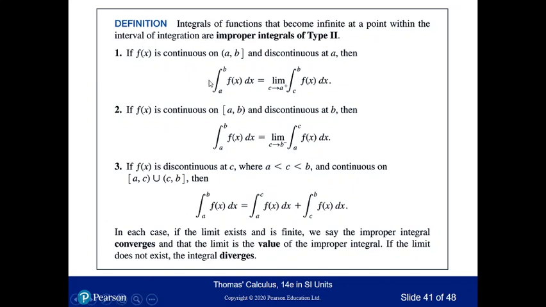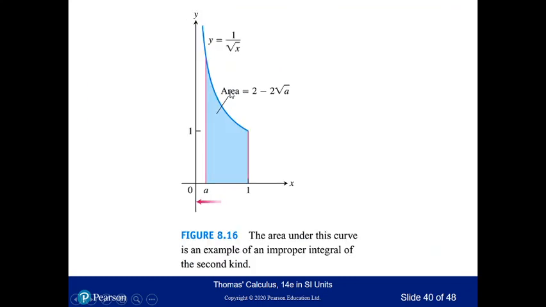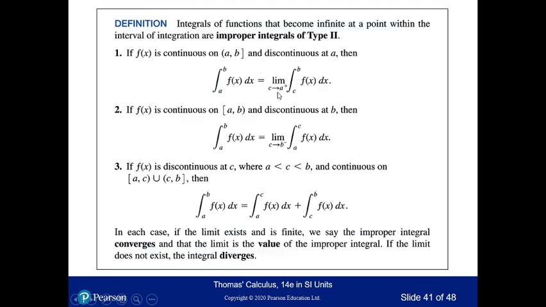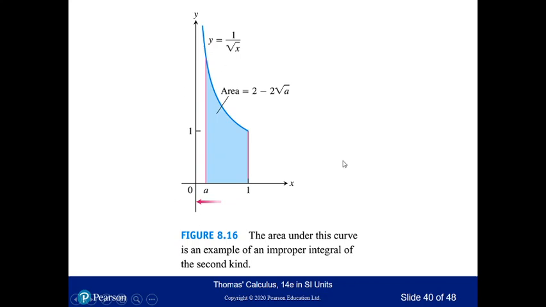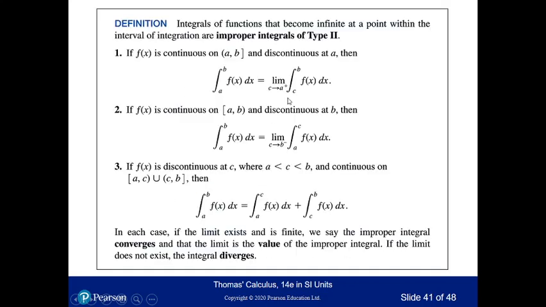We have the second type, which is improper integrals of type 2. If it's a continuous function on a half open interval, but it's discontinuous at the point a, like this one, this is not continuous at 0. So this one is an improper integral of type 2. Then in this case, we are going to use a limit again. For this problematic point, we are going to call it c.